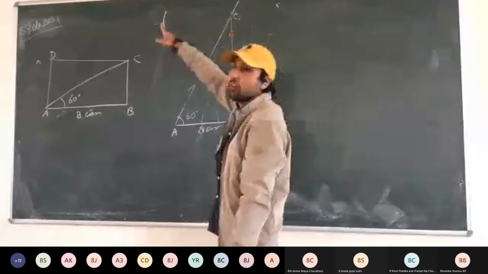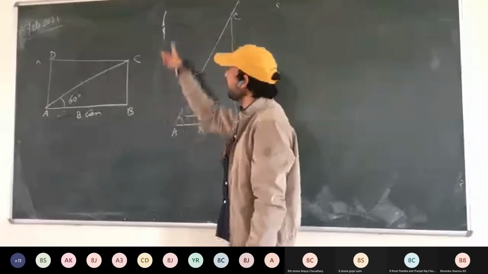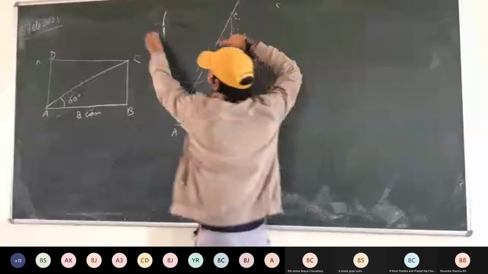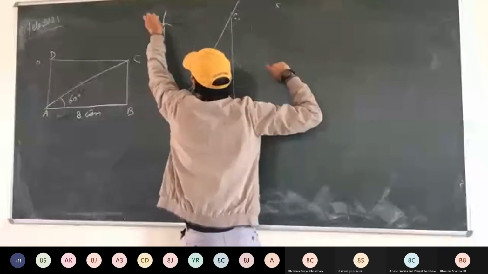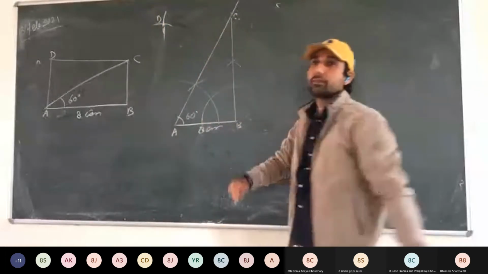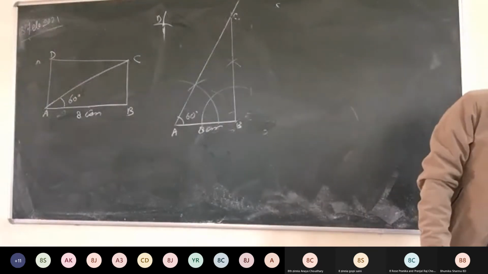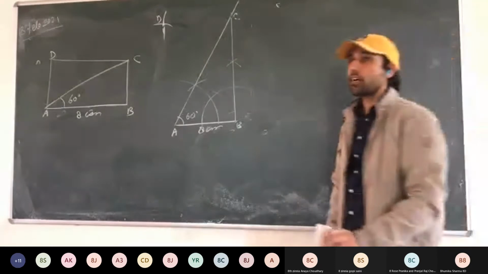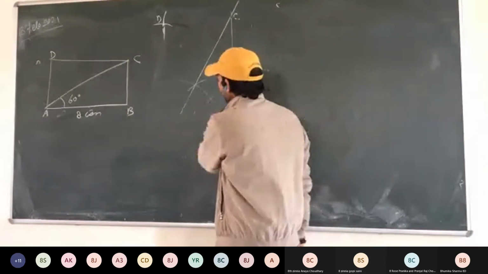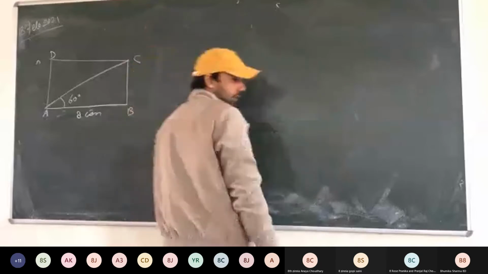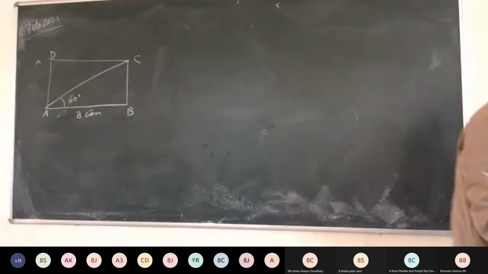So make an arc of 8 centimeters, and from A, make an arc equal to BC. Wherever they meet, we get D. Just join them. You get the rectangle. Yes, now the third one. Read the third one. Third we have completed. Fourth one.